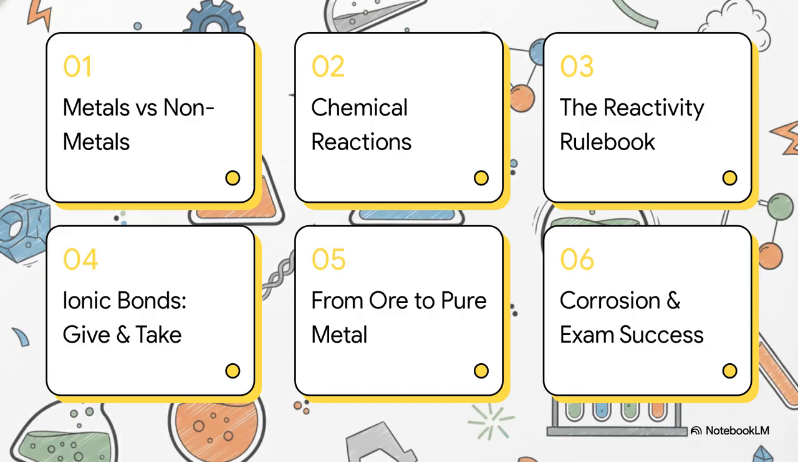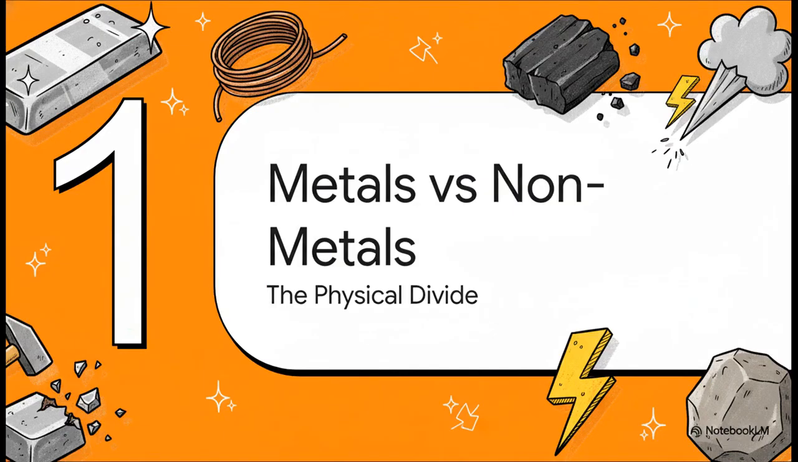Here is our roadmap for today. We will start with the basics, the differences between metals and nonmetals. Then we will dive into their chemical reactions and that very important reactivity series. After that, we will understand ionic bonds, how metals are extracted, and finally, we will finish up with corrosion and some really crucial tips for your exam success. All right, let's get started.